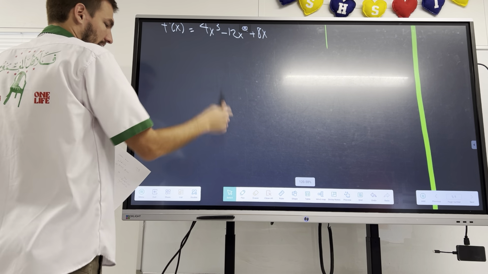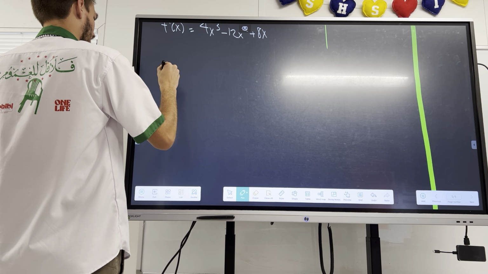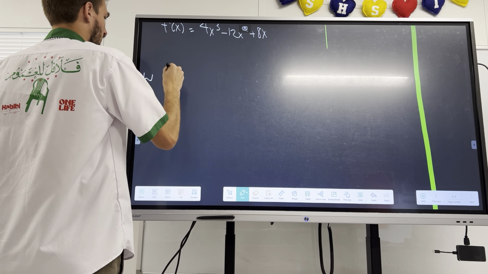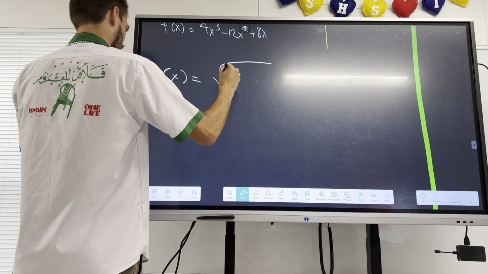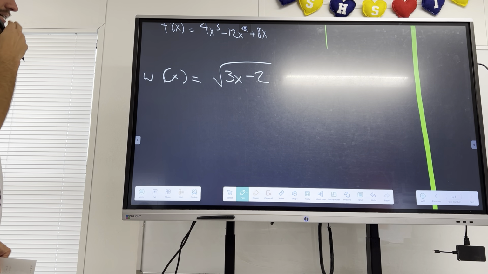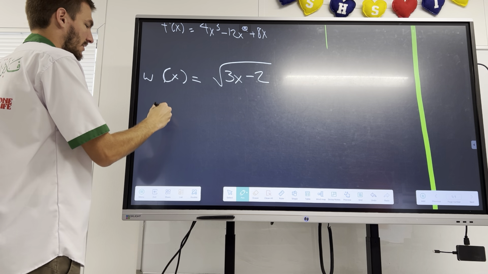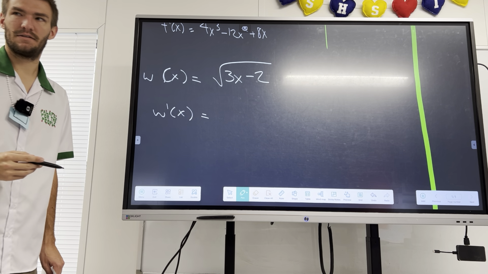Now, if it's not a polynomial like that, it may just look like, let's do w of x, I guess. We're switching it up. I guess we already went through an example like this, so I'll let you guys knock this one out. This should almost be so easy you can do it in your head.